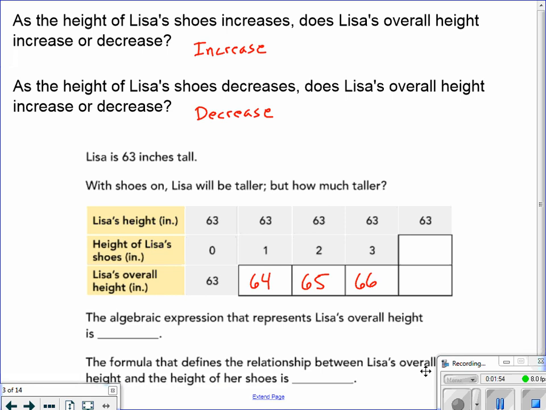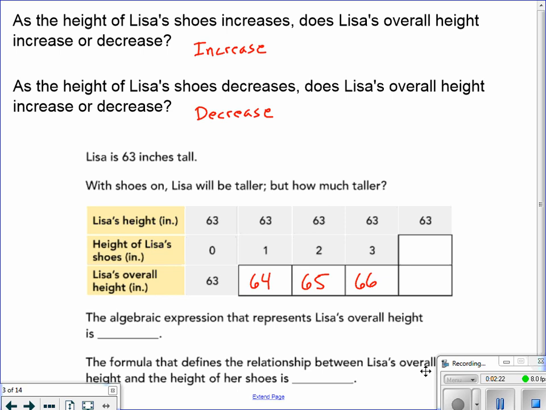All right, so now the next question here is, as the height of Lisa's shoes increases, does Lisa's overall height increase or decrease? Well, her overall height is going to increase. The taller the shoes are, the taller her overall height is going to be. The next question, as the height of Lisa's shoes decreases, does Lisa's overall height increase or decrease? Well, if the height of the shoes decreases, so will her overall height.